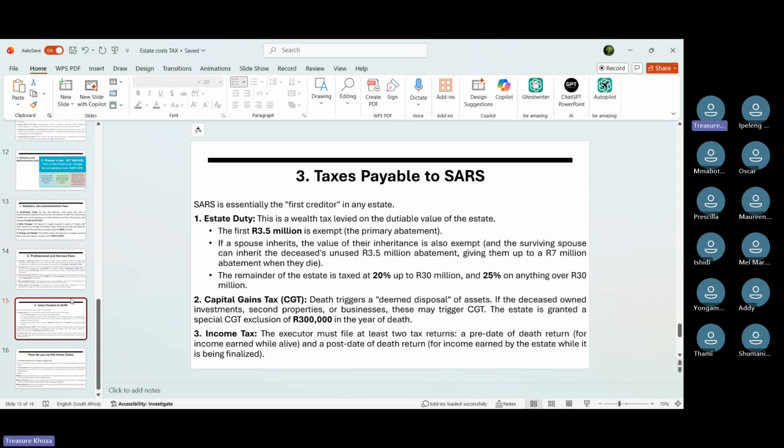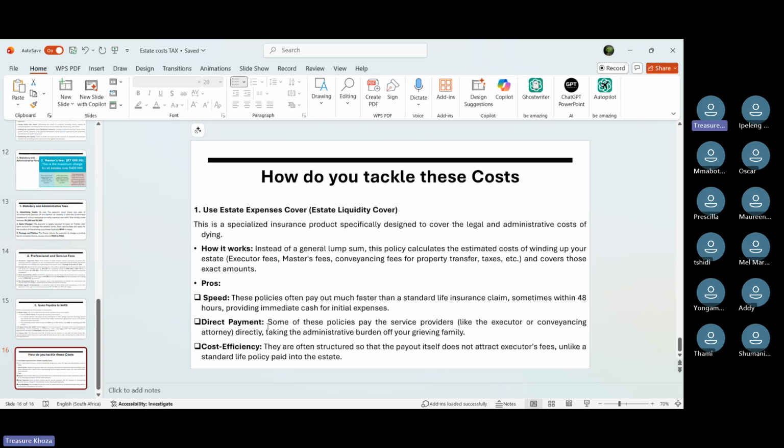Number one, I've explained to you that you can use a life cover to settle the outstanding debts and some other things. But there is also another alternative, which I want to close with. It's called estate expense cover or estate liquidity cover. I don't know if some of you have heard about this or if it's still something new. This is a specialized insurance product specifically designed to cover the legal and administrative costs of dying.